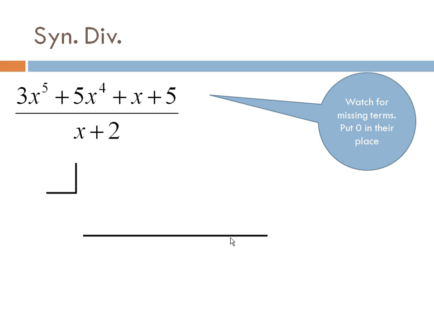All right. Now the only thing we got to remember here is we look at our polynomial. Is every power of x from 5 all the way down to 0 represented? No. Okay. 5, 4. We're missing a couple. Missing the 3 and the 2. Okay, so for our synthetic division, we have to put in 0x cubed and 0x squared.